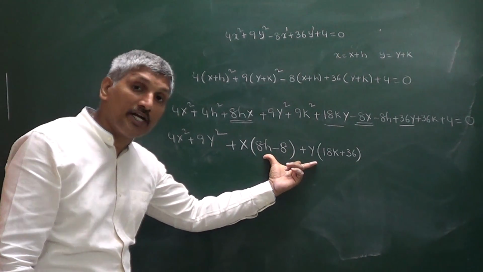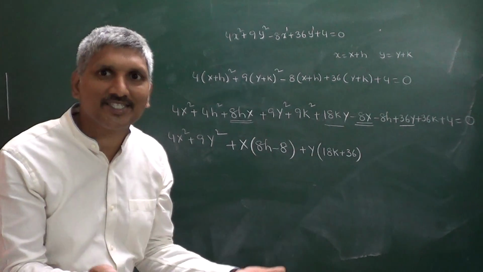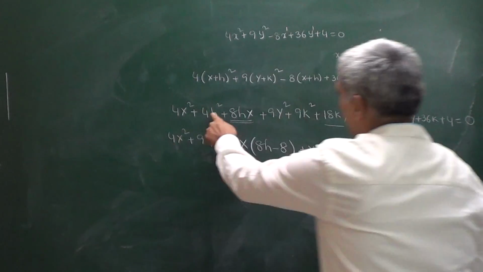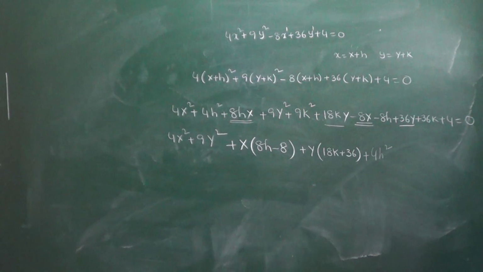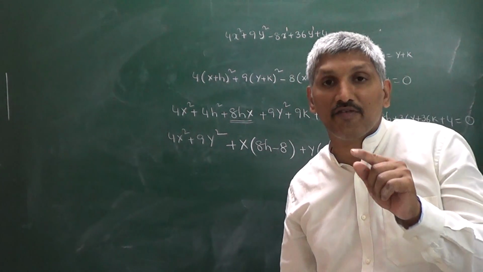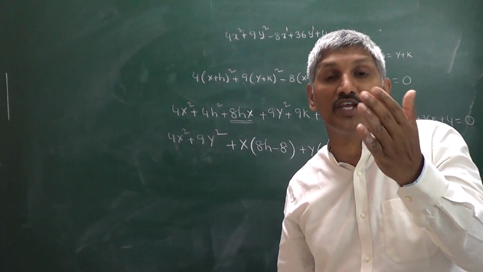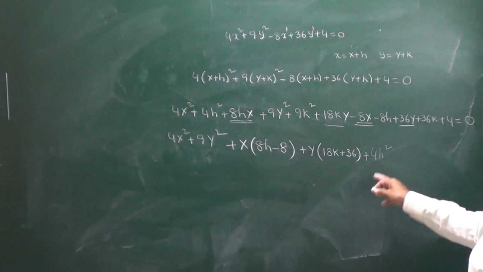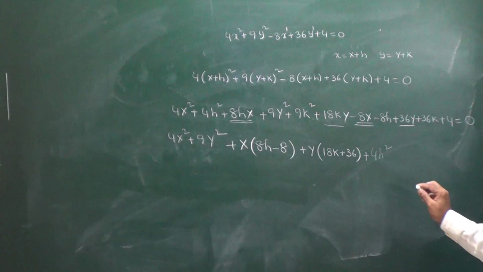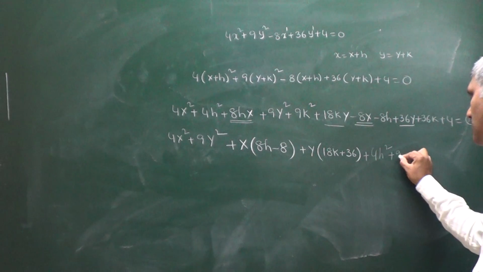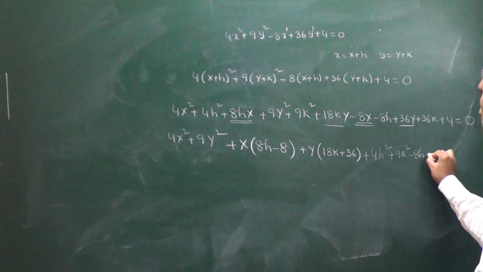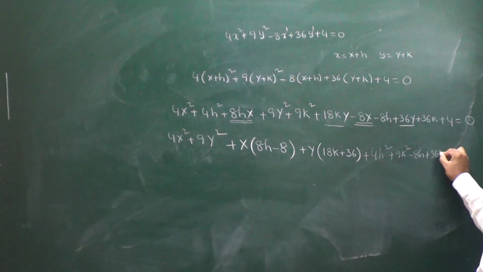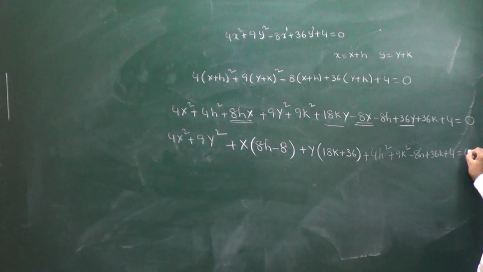So those are the second degree terms. Next, the first degree terms I have written. Remaining is the constant only. What is the constant? Here we have 4h square, because for first degree and second degree we have to think about the variable only. Variable is x and y, right? So that's why 4h square. Next one is plus 9k square minus 8h plus 36k plus 4 is equal to 0.